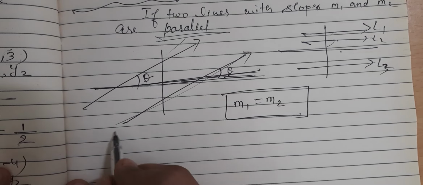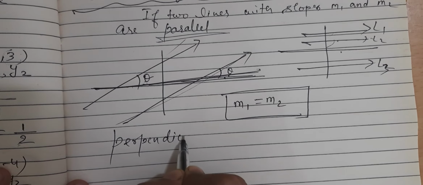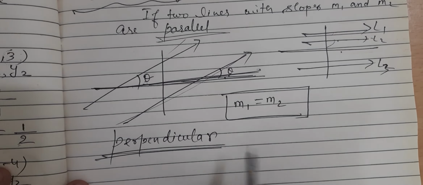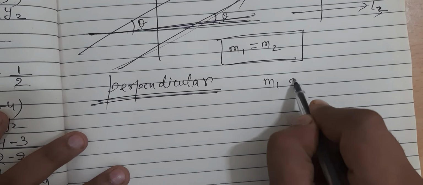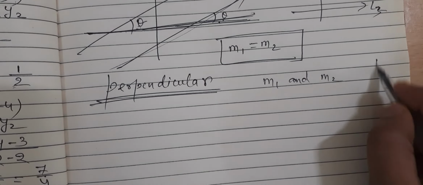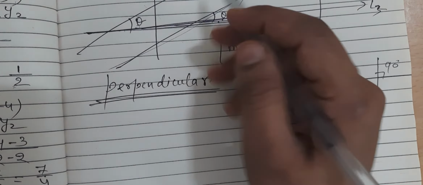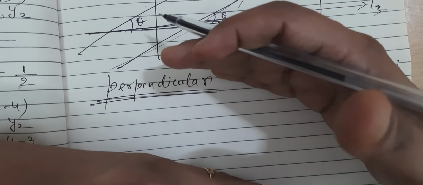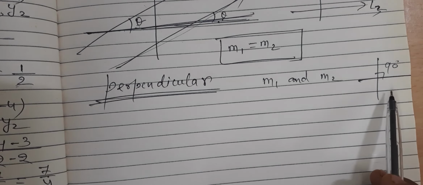The second condition is when the two lines are perpendicular. This is our second case. When two lines whose slopes are m1 and m2 are perpendicular to each other, the angle between them is 90 degrees. When the lines are parallel, the angle between them is 0 degrees, and when the lines are perpendicular, the angle between them is 90 degrees.